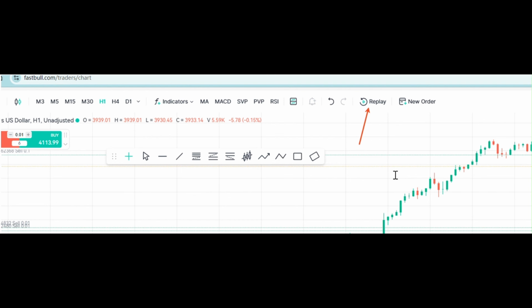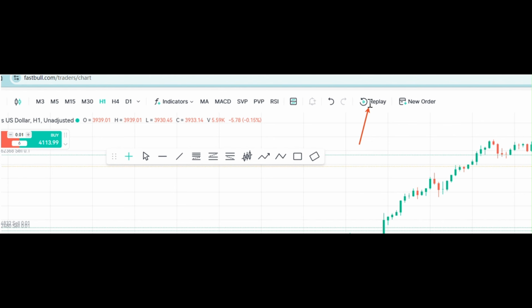The replay function tool is a tool that allows users to practice trading on historical market data by replaying price action. It lets you go back in time to specific dates, and then you use controls to step through the market's movement bar by bar to test strategies or practice skills in a risk-free environment.